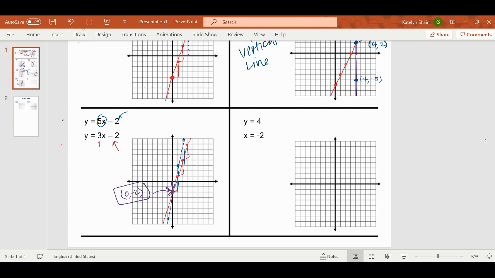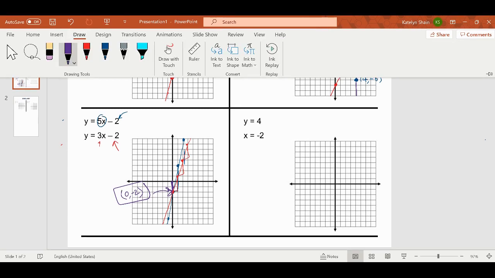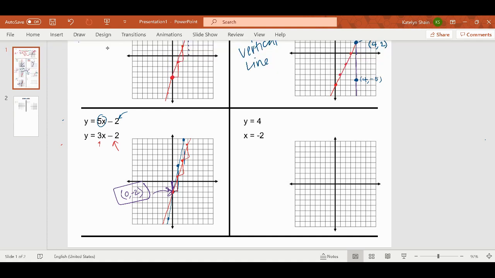All right, for the last one here. You'll notice here we have another one of those y equals a number and an x equals a number. These aren't like the complex equations that we've been dealing with so far. So if you look back at your notes, you'll remember that y equals 4 is a horizontal line, and x equals negative 2 is a vertical line.